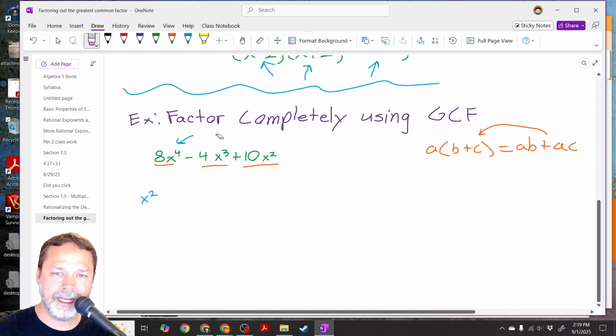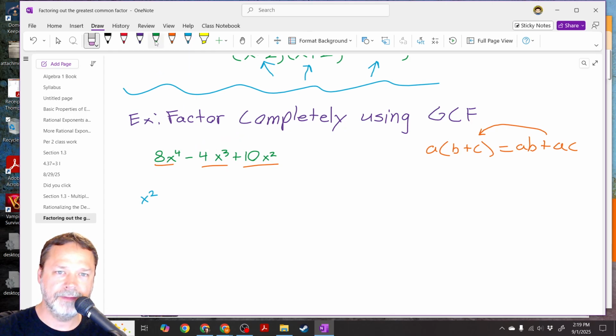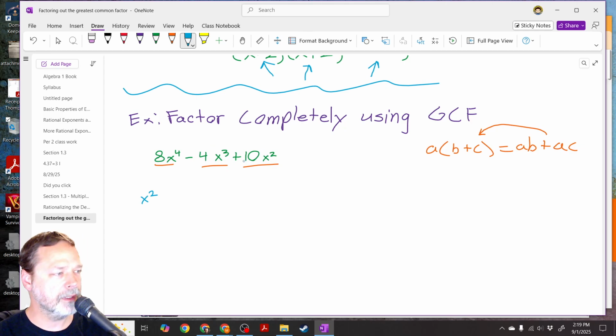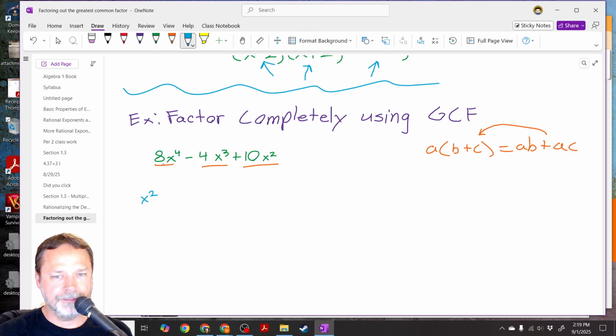But you know what? I have to look at not just the variables, but the numbers as well. Here I have an 8, a 4, and a 10. So I'm looking at what number can divide each of those, or what number is also a factor. Well, I know they're all even. So I'm just going to go with 2 for now. Pretty sure 2 will work on each of those. So 2x squared.